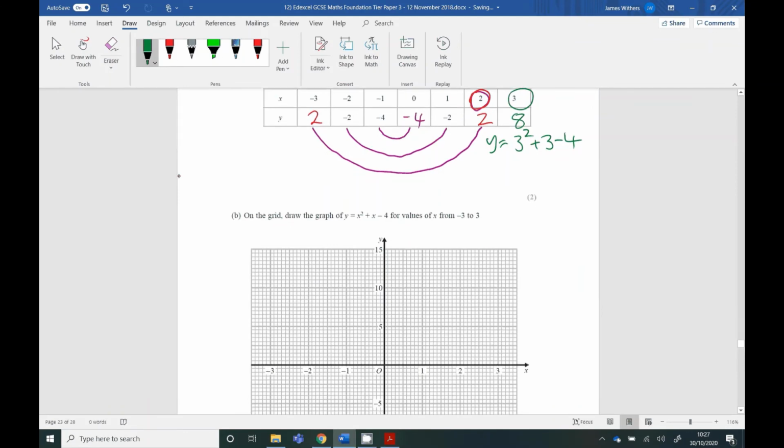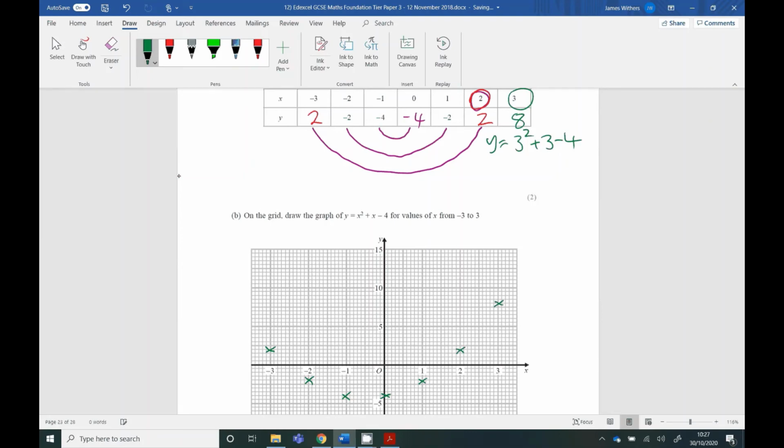Okay, so just have a care with the y scale. Every 2 baby squares represents 1, because that's 10 baby squares for 5. So when we plot the point -3, 2, we've got to go up 4 baby squares. -2, -2, we're going down 4 baby squares. -1, -4, we're going down 8 squares. 0, -4, the same. 1, -2, so down 4 squares. 2, 2, so that's up 4. Then 3, 8, so that's 16 squares.